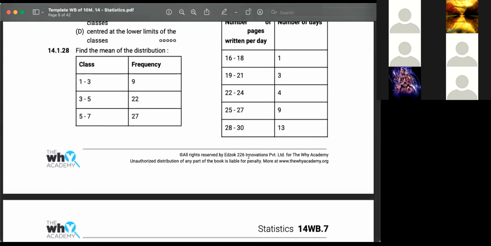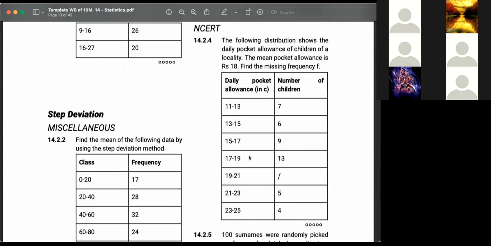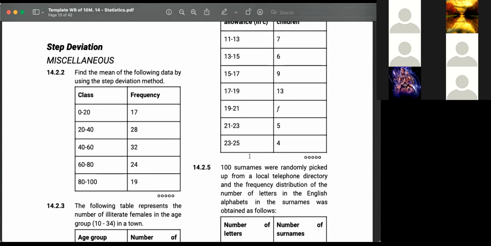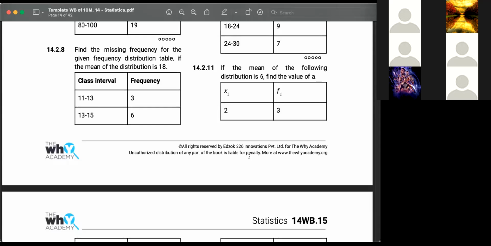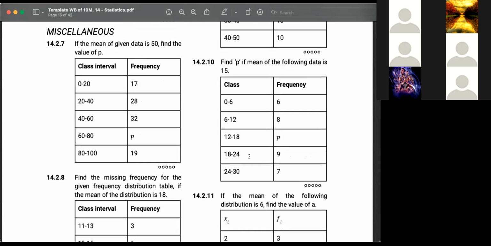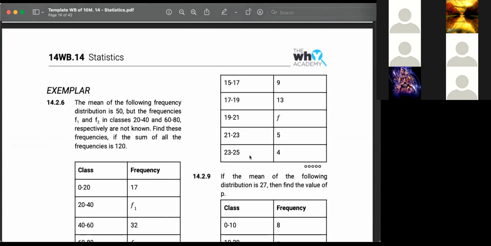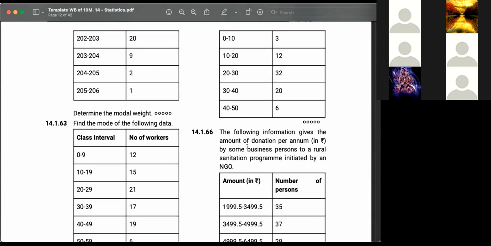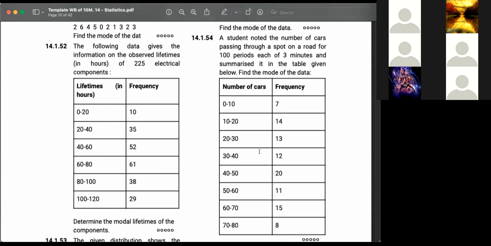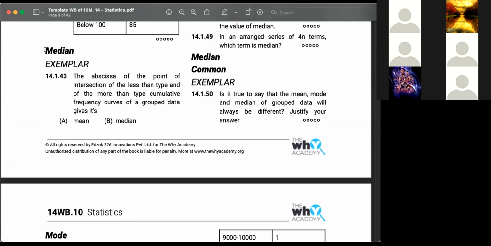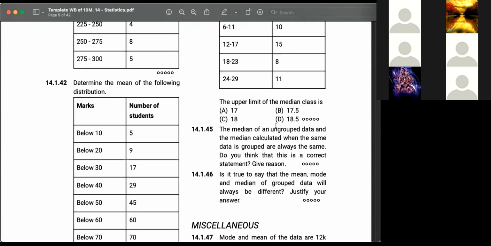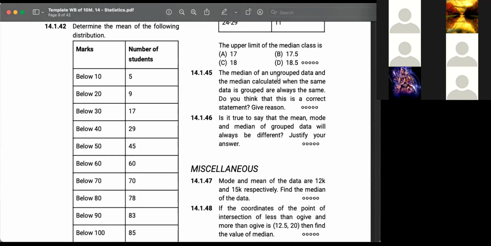Now for median, I think the median questions start from level 2 onwards. Ma'am, there are questions in level 1 of India. There's one question. Oh, there's more than that. Can you tell me? Ma'am, it's all over the place. 14.1.43. Oh yeah, median. There it is. Okay. But these are again level 1 questions, right? Like figuring out what it is. I want to do a whole proper question.